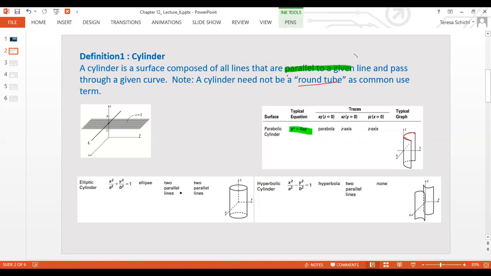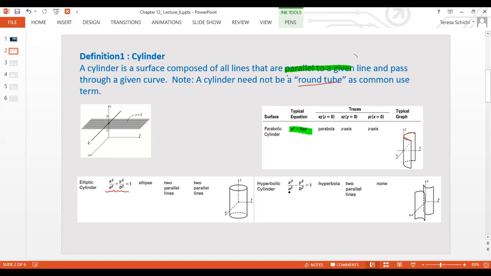The other one, if you take a look at this, we call the elliptic cylinder. It's the same thing. You have x squared over a squared plus y squared over b squared. If you just look at this equation in R2, what is this? It's an ellipse, and we are missing the z variable, so this one is parallel to the z-axis.